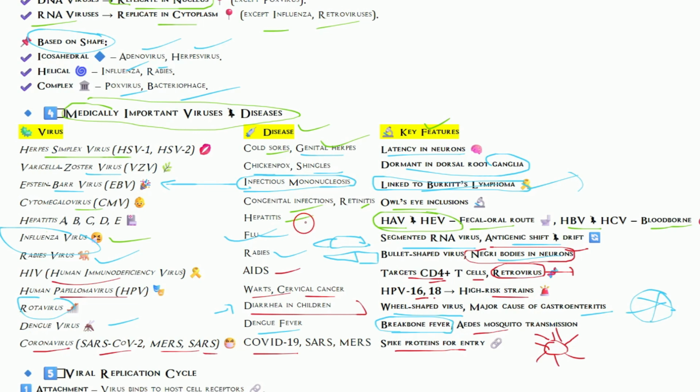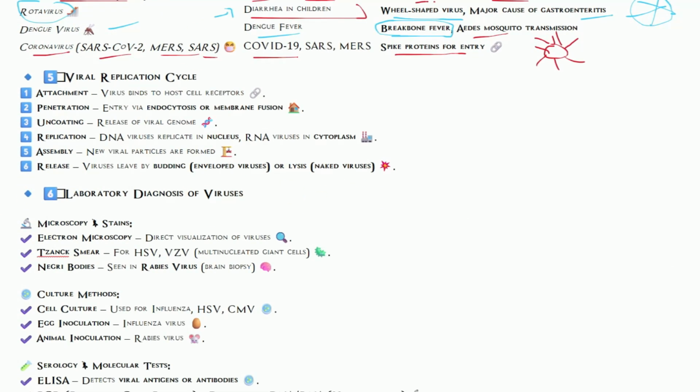Now another point is the viral replication cycle. So how does a virus replicate? This is our cell, take an example. First of all, it will attach. Attach with what? They have spikes, or sometimes it is with the help of a receptor, right? So in the first point, attachment, the virus binds to the host cell receptor.